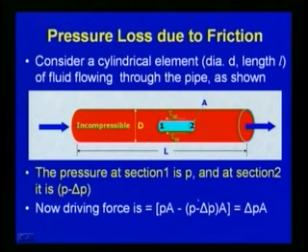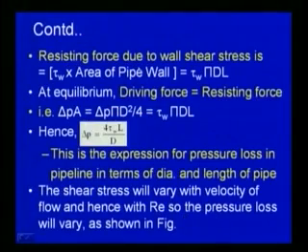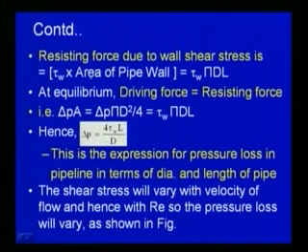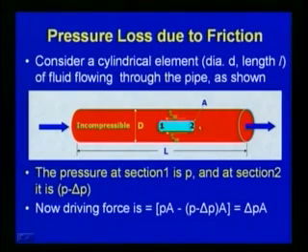Now you can see that the driving force is P into A minus (P minus delta P) into A, that is equal to delta P into A. That means the pressure difference between section 1 and 2, the pressure loss from section 1 to 2. Then the resisting force due to the wall shear stress, we can write as tau W into the area of the pipe wall, that is tau W into pi d L, where tau W is the shear stress on the wall, d is the diameter of the pipe and L is the length we consider here.